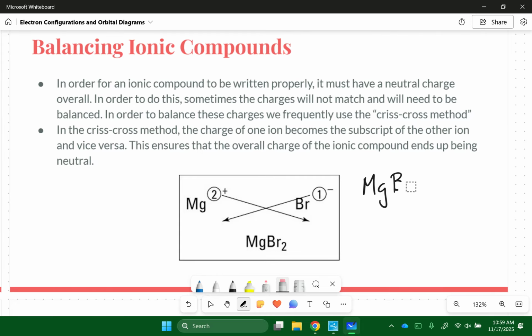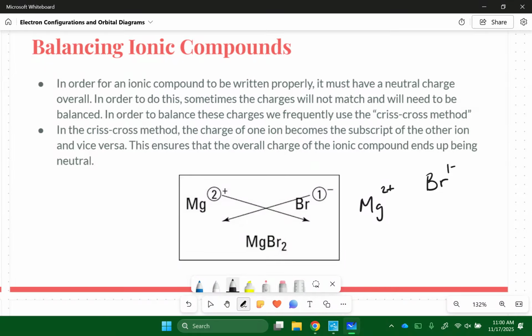So what do we do? In order to solve this problem, if we use this crisscross method, what ends up happening is we end up making a second copy of bromine, but we only have one copy of magnesium. Okay? This takes advantage of the fact that you can multiply in either direction and you will still end up with the same answer. Okay? So in this example right here, we end up with, instead of one magnesium with a 2+ charge and one bromine with a 1- charge, the 2 becoming the subscript for bromine.